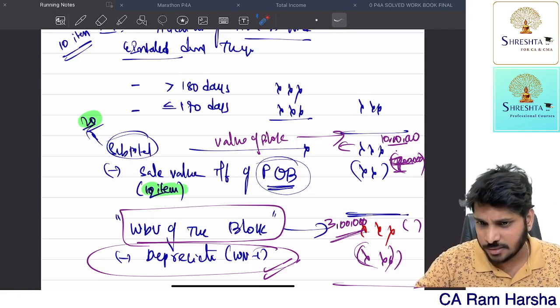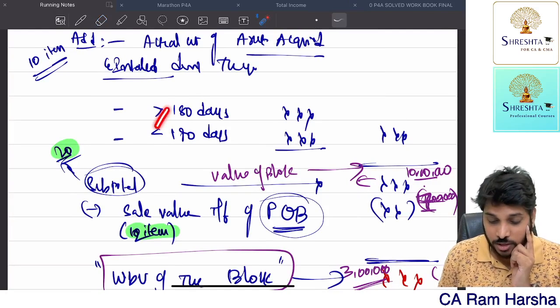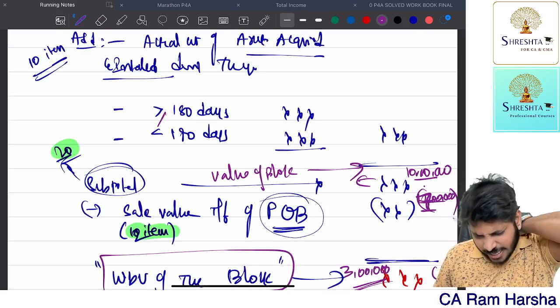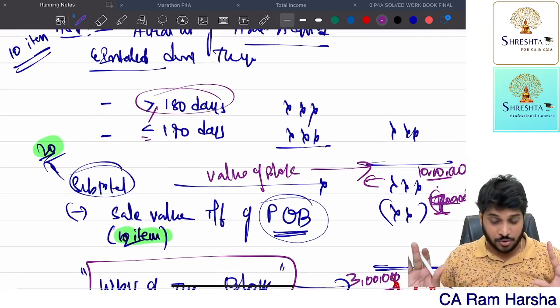Just a minute. Just a small correction. If the asset is used for 180 or more than or equal to 180 days, I told date wise correctly, but here I wrote wrongly, so you may get confused again. If at all you didn't observe, ignore it.